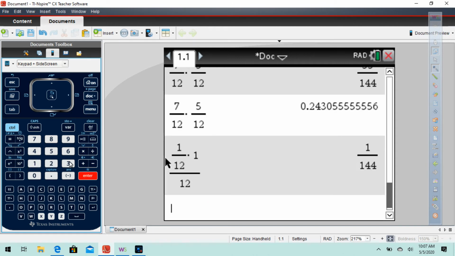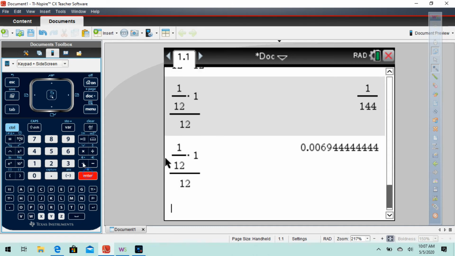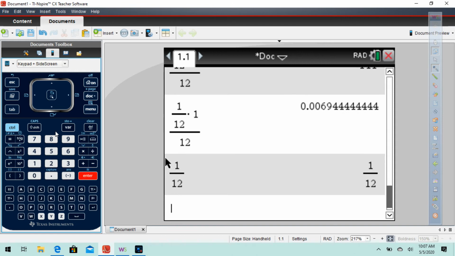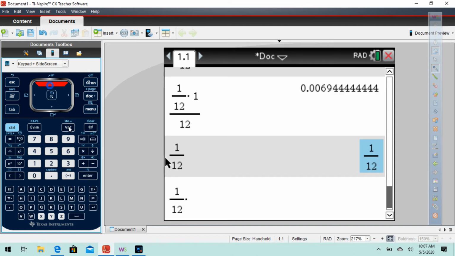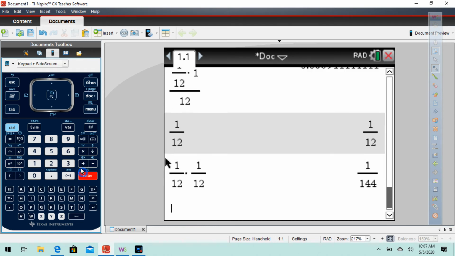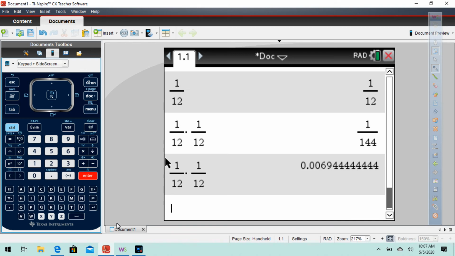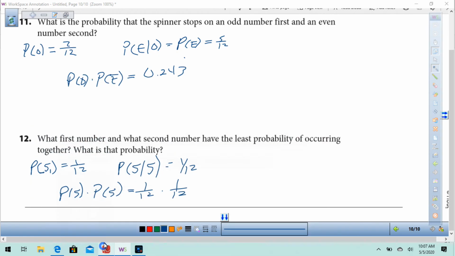1/12 times 1/12 is 1/144. All right. It's 1/144. And that's 0.0069.